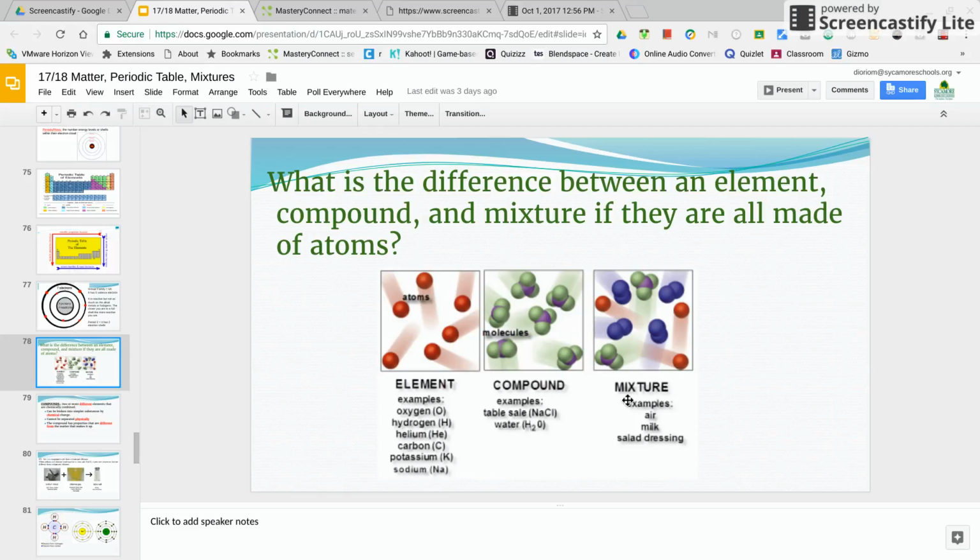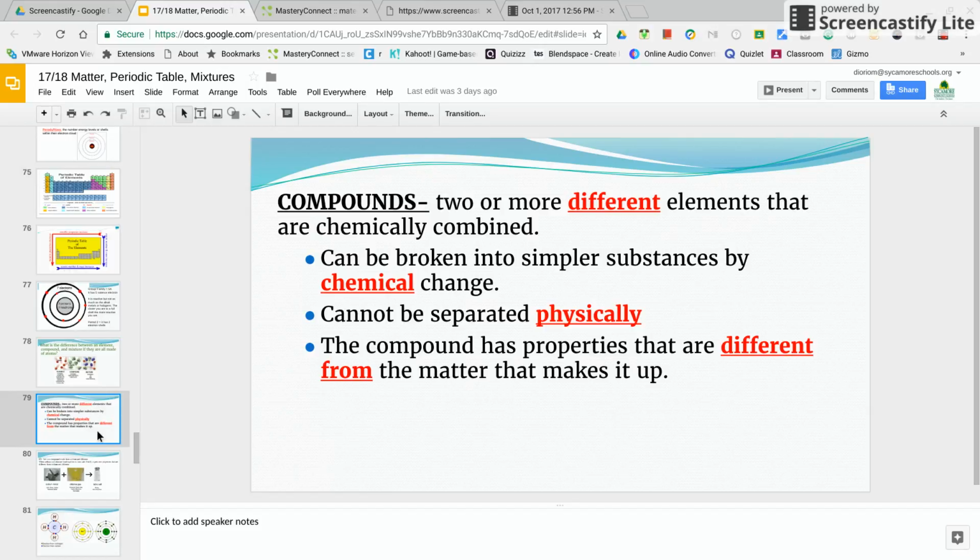Our final target of the unit was talking about the difference between an element, compound, and mixture. All of these are types of matter that we have in the world, and they have some differences that we need to know about. The first one that we looked at was a compound.